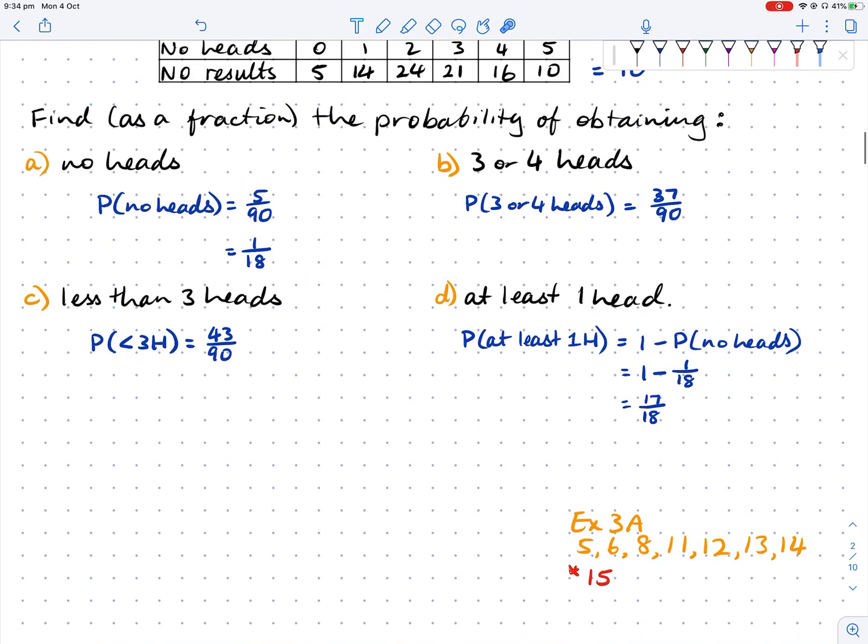Alright, if I could get you to have a go at these questions, make sure we're going okay with probability and you understand the terminology. If you've got any questions, make sure you ask for help.